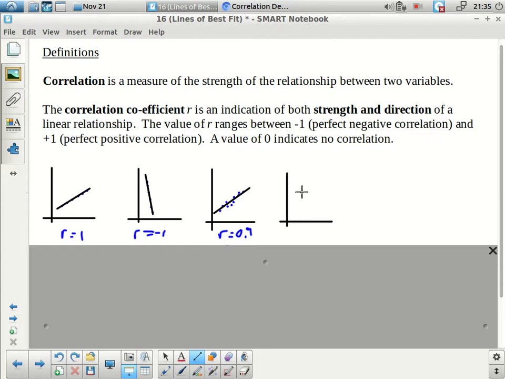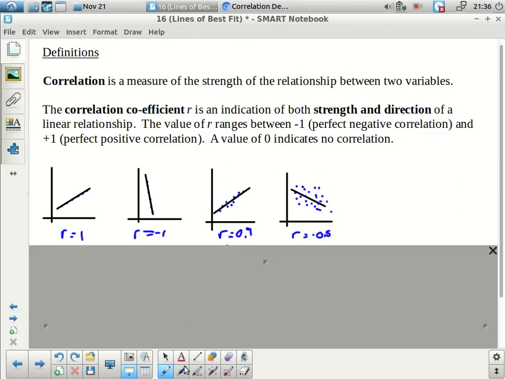Just to make it easier on myself, I'm going to draw the line of best fit first. Maybe if my line was like that, and the data it came from was like this. It's clearly moving downwards, but it's way more spread out. So maybe this is -0.5. It's kind of in between. That's the idea: the more spread out it is, the smaller this value gets.